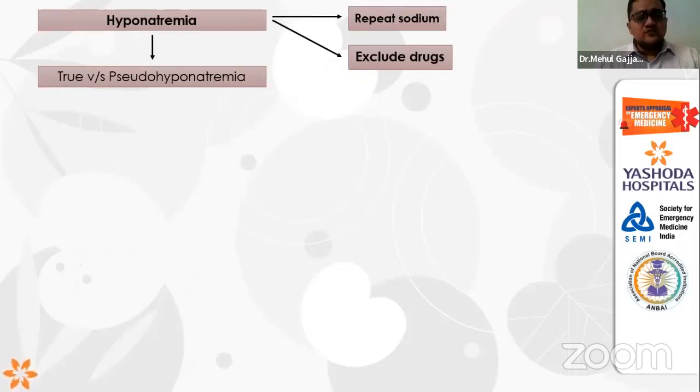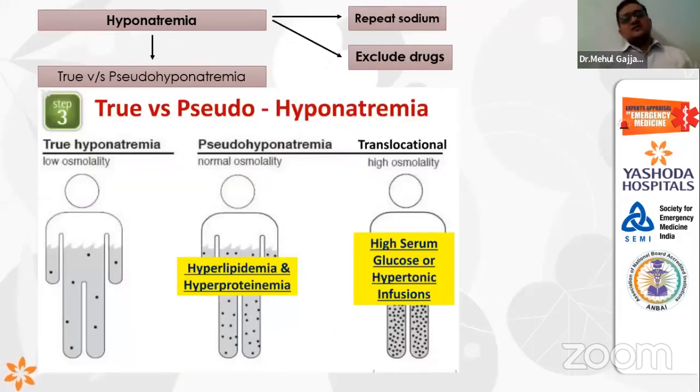So what is the difference between true hyponatremia and pseudo hyponatremia? Sometimes, we all know that there is translocational hyponatremia. Whenever there is a high osmolarity, as in the case of very high glucose level, or whenever hypertonic solutions are given, there is translocational hyponatremia. The second is pseudo hyponatremia, that is hyponatremia with normal osmolarity, which occurs in case of hyperlipidemia and hyperproteinemia. So once we have ruled these out, then it is called true hyponatremia.